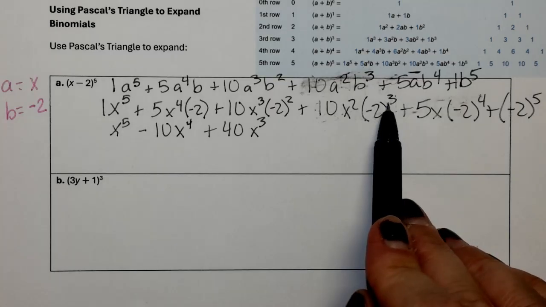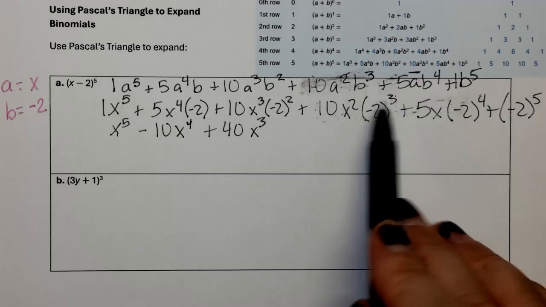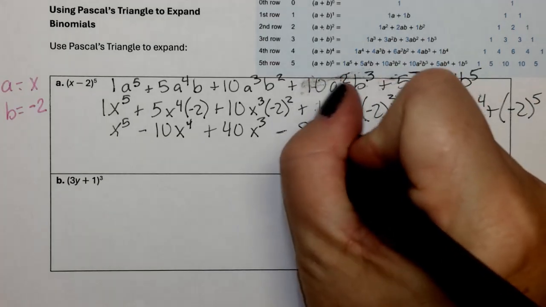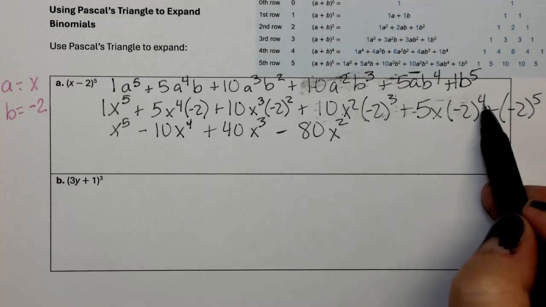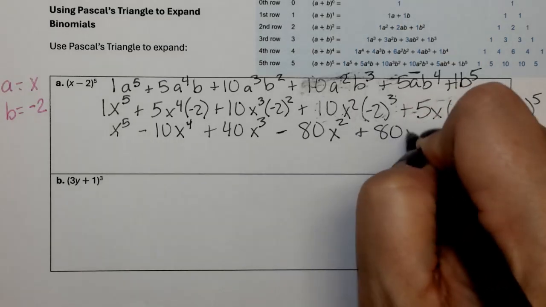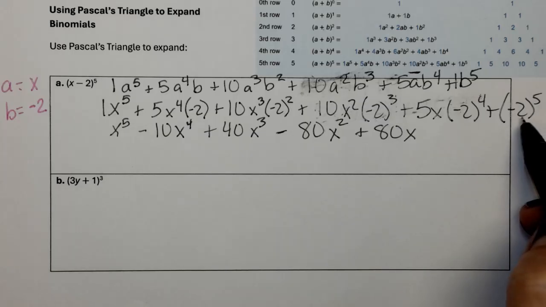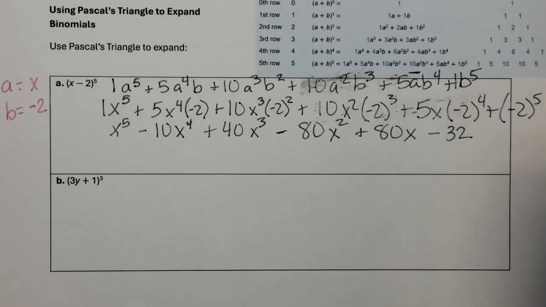So we got negative 2 cubed, so negative 2 times negative 2 times negative 2 gives us negative 8. Negative 8 times 10 gives us negative 80, and we have an x squared. Now negative 2 to the 4th power gives us positive 16, and 16 times 5 is going to give us 80, so we have 80x. Our last one is negative 2 to the 5th power, which gives us negative 32. And this one is the answer.